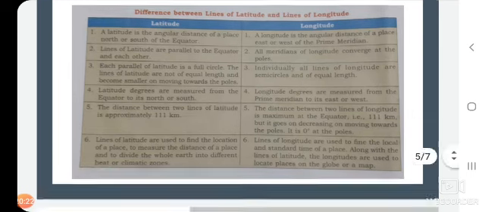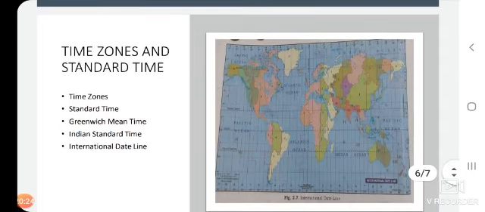So these are the very important differentiations between the lines of latitude and lines of longitude. Okay, children? Then let us learn about the time zones and the standard time. What are time zones? Children, to overcome the confusion, the earth has been divided into 24 time zones according to the number of hours in a day. That is why we calculate the day as 24 hours.